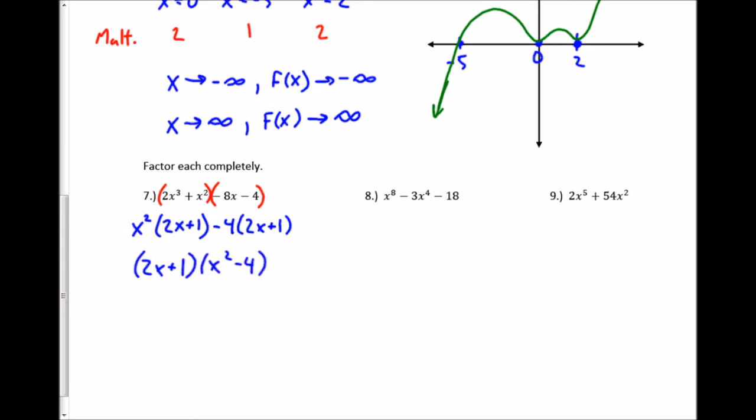But I'm not finished yet. I want to factor this thing completely. And this thing right here, the x squared minus 4, is a difference of squares, which means it factors into an x plus 2 and an x minus 2.